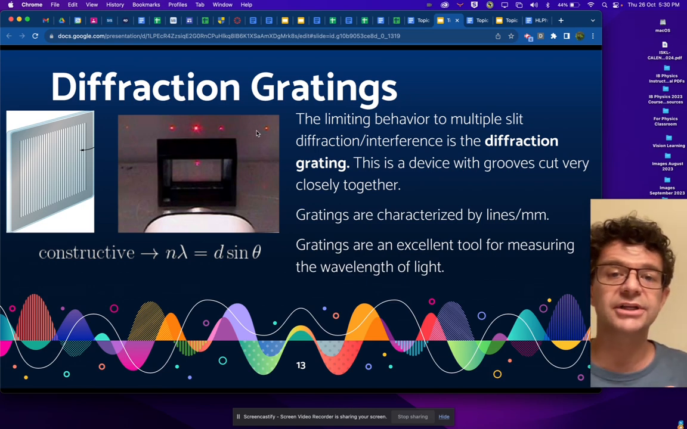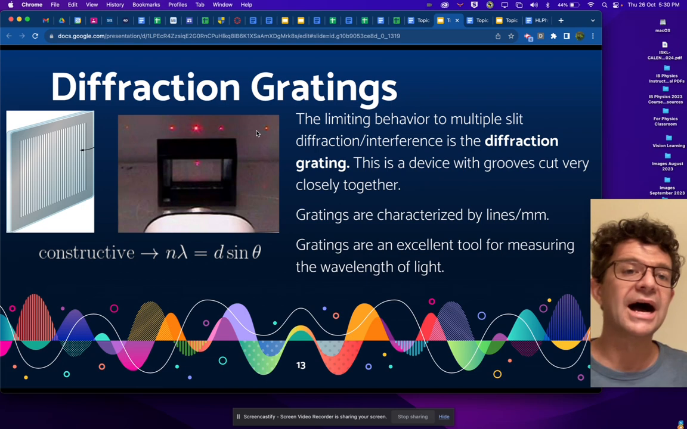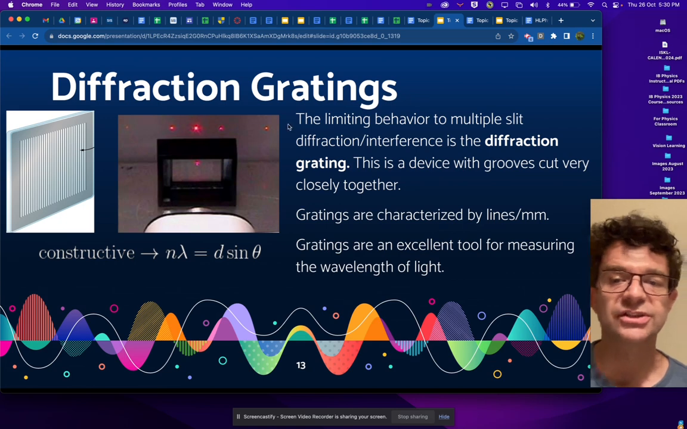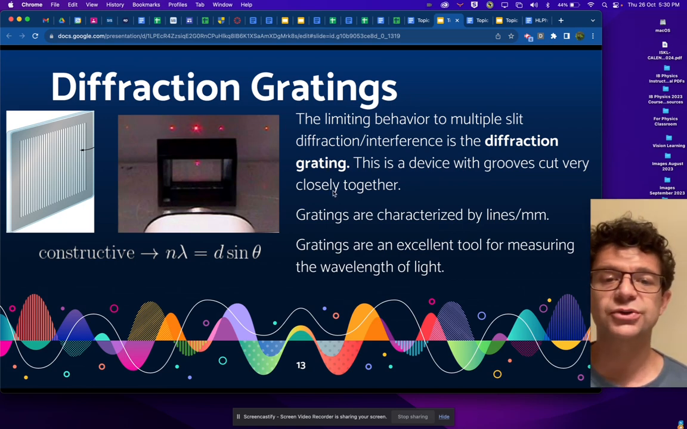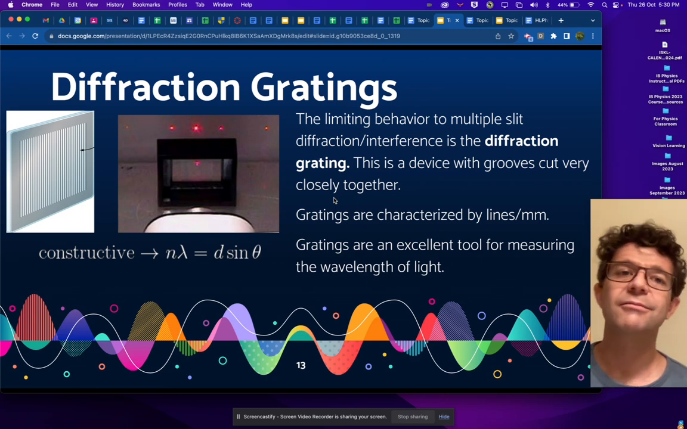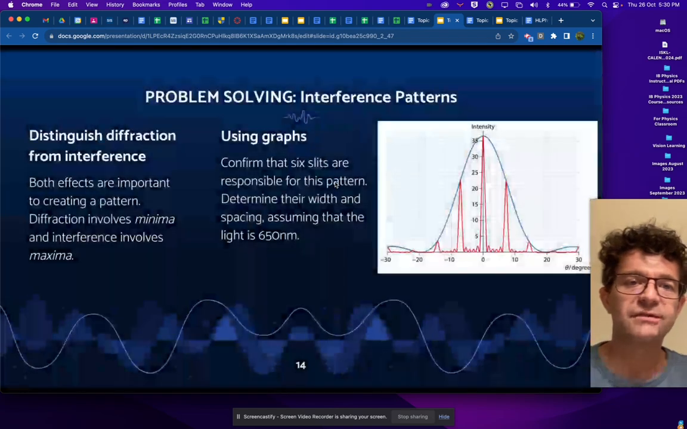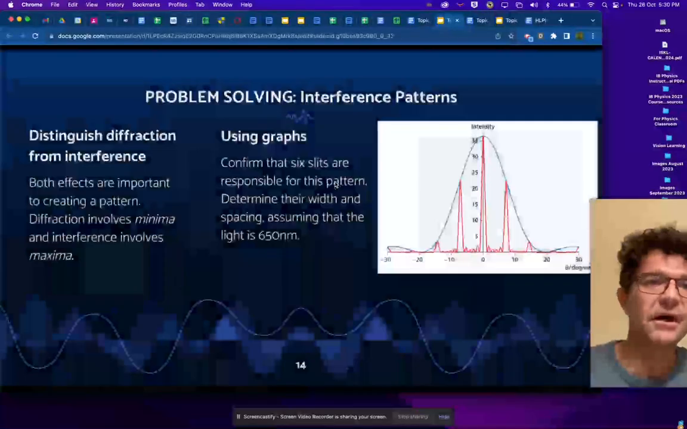n lambda is equal to d sine theta. But they'll be spaced over a very large angle. And so this is what's known as a diffraction grating. They're excellent tools for helping us measure the wavelength of particular colors of light. We'll talk more about them and their use in topic 9.4. I'm going to pause here. Oh, no, I have one more slide.